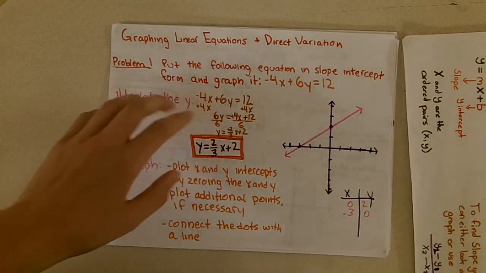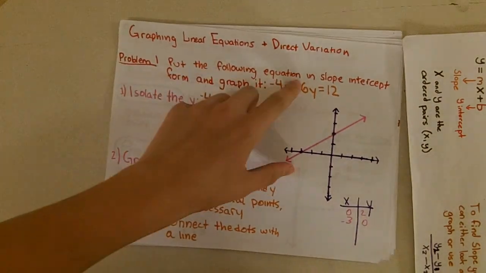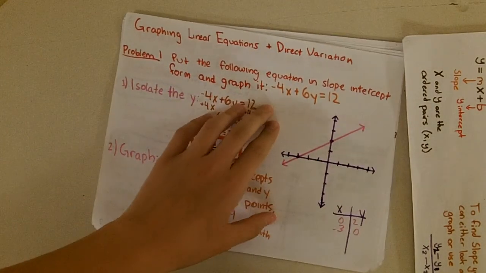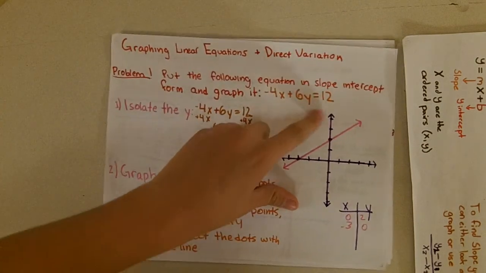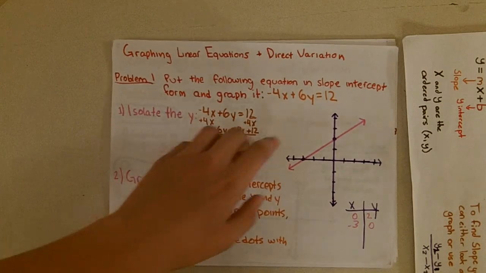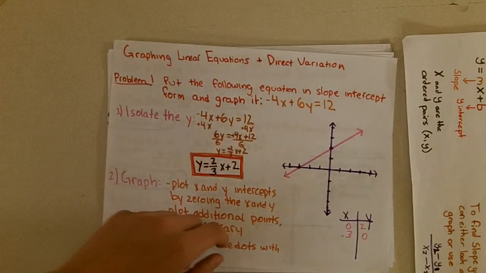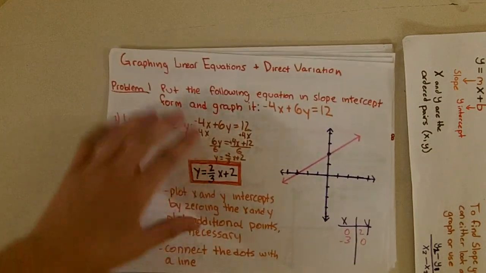Graphing linear equations and direct variation. Now let's try some problems. Put the following equation in slope-intercept form and graph it. As you can see, our equation is in standard form. We need to put it in slope-intercept form. What we're going to do is isolate the y all by itself on one side. Usually that's the left side.